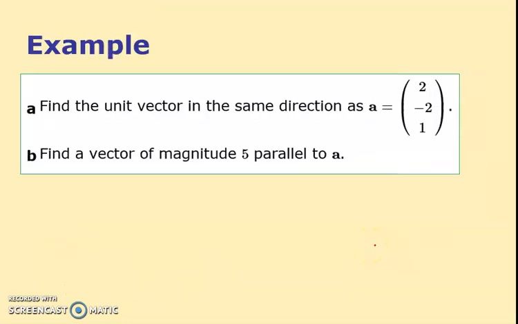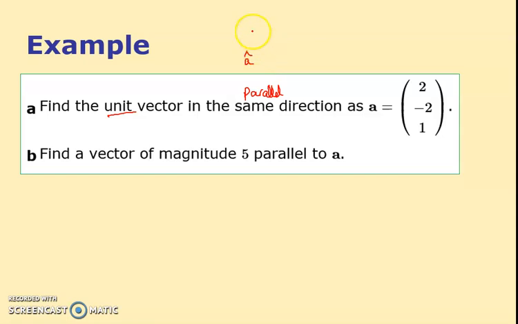Hidden underneath all that writing. Next question. Find a unit vector in the same direction as A. Well, the same direction is another way of saying parallel, I suppose. But notice it wants a unit vector, so it's a bit more than that. We are being asked to find A hat.